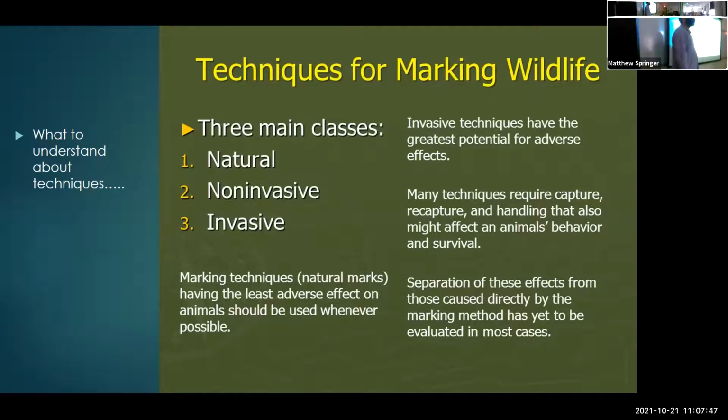It usually involves some type of actual handling of the animal, some kind of capture method to get your hands on the animal, and then the actual marking of the animal can include things that are permanently in place, like tattoos, ear tags, collars, and so on.